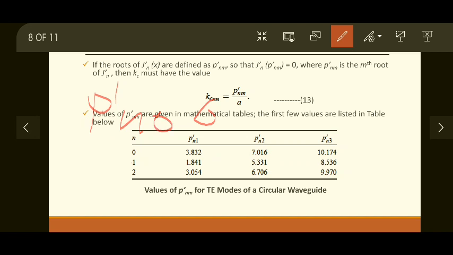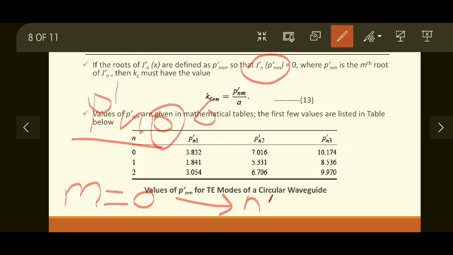Is it there? No, because p dash is itself a derivative of the original Bessel function. p dash refers to z dash, and z dash is a derivative of Jn, and there is no pn0. So no mode with m equal to 0 exists in the circular waveguide, because already we have seen these are the derivatives of the Bessel function. So there is no value such as 0 in the derivative for the Bessel function.